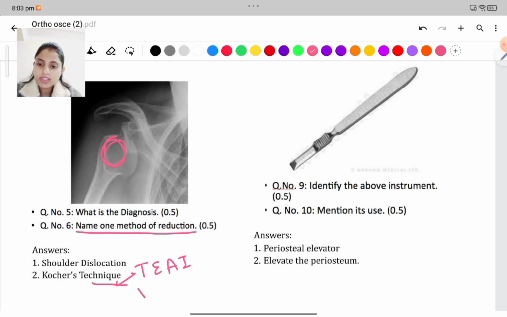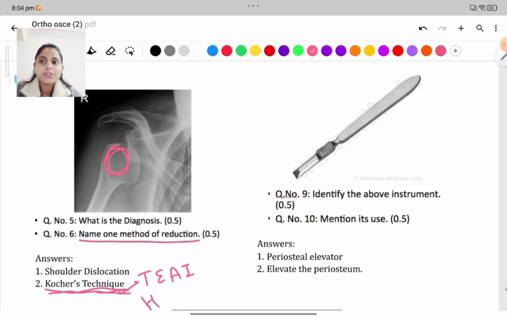Then there is Hippocrates method, in which the doctor's foot is put in the axilla and the reduction is done. And the third is the Stimson's gravity method, in which the dislocation is reduced under gravity.